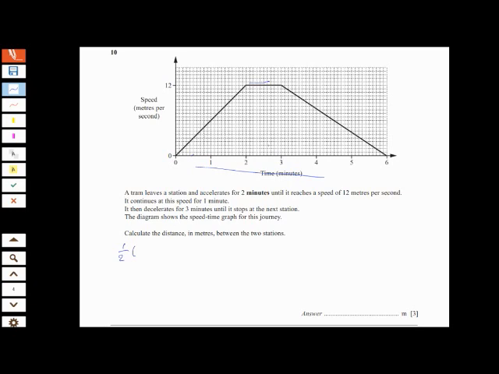For example, this b is 360 seconds, because we multiplied 6 by 60 to convert them from minutes to seconds. So plus 60, which is this one, just 1 minute, times the height. The height is 12. That would equal 2,520 meters. Done.